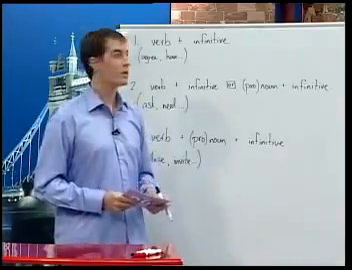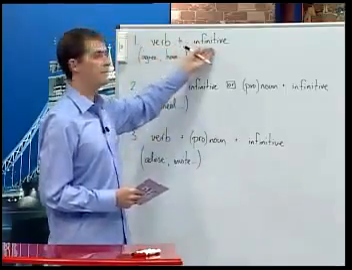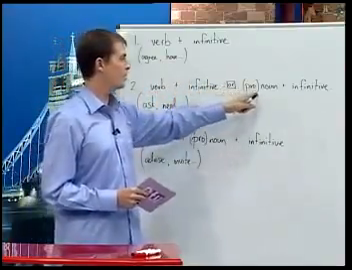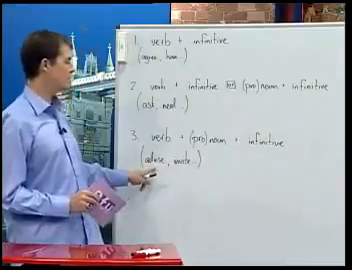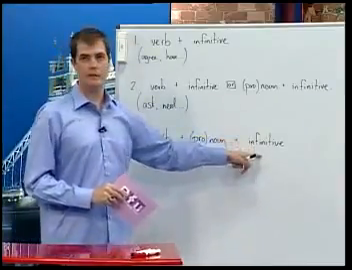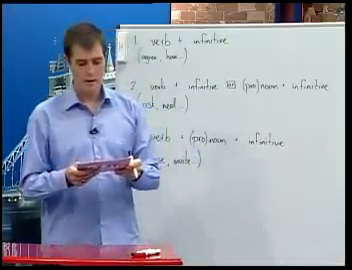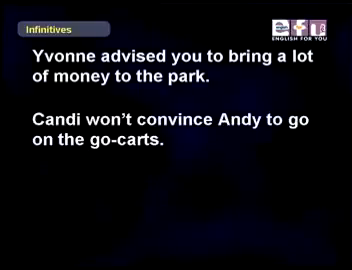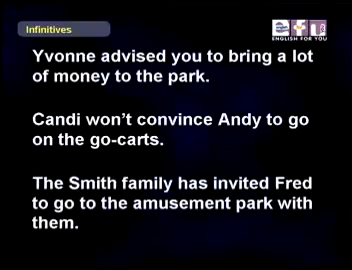And you simply have to learn. There's no easy rule. You just have to learn these verbs: verb plus infinitive; these verbs, verb plus infinitive or verb plus pronoun plus infinitive; and these verbs, always verb plus pronoun plus infinitive. You simply have to learn them. Let's look at some of these verbs in sentences. Yvonne advised you to bring a lot of money to the park. Candy won't convince Andy to go on the go-kart. The Smith family has invited Fred to go to the amusement park with them.